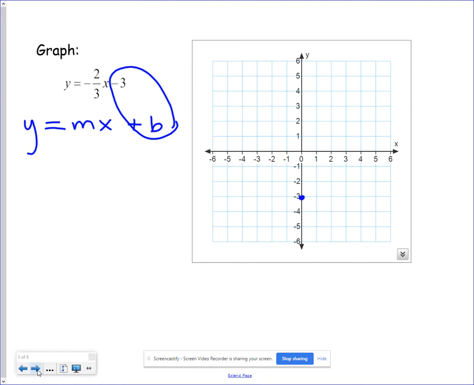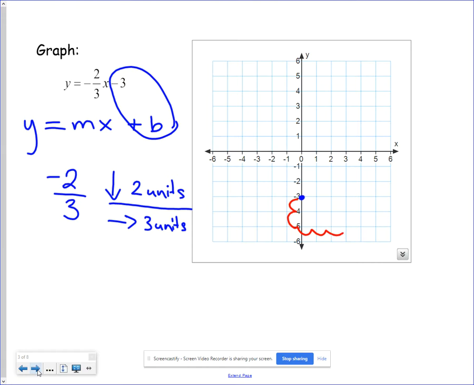Whenever I have a negative slope, I always like to put the negative number on top. So we got negative 2/3. Well, negative on top means you're going to go down 2 units. And a positive 3 on the bottom means you're going to go 3 units to the right. So from this point here, I'm going to count down 2. 1, 2, and then over 3. 1, 2, 3. And there's my point. But if I try to do it again, I go off the graph.